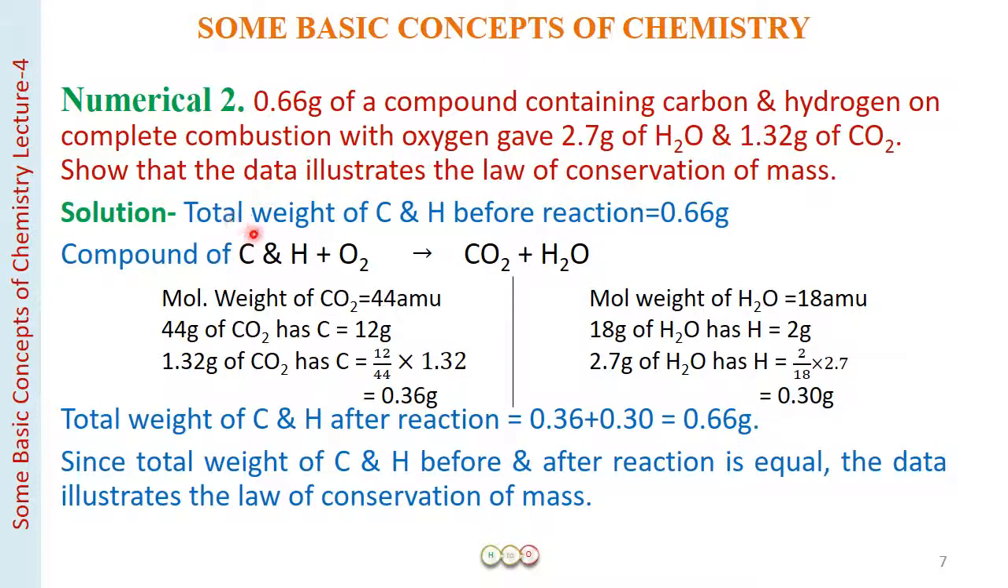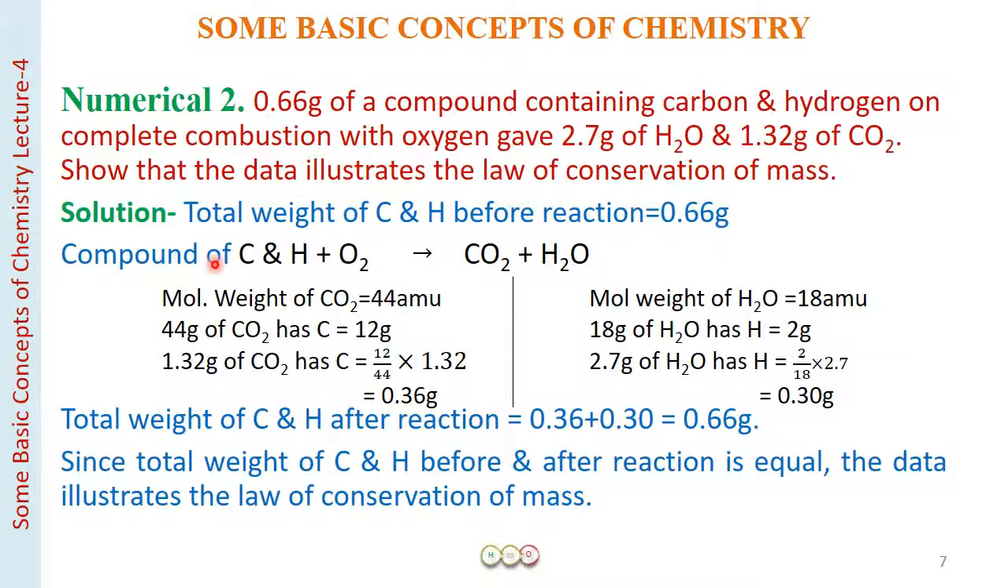So we have carbon and hydrogen, total weight before the reaction 0.66 gram. And what does this compound give on combustion with oxygen? Carbon dioxide and water. So what we are supposed to do is see the total weight of carbon and hydrogen after the reaction, and when we have found that, we can simply total that and see whether it is equal to the carbon and hydrogen weight before the reaction.